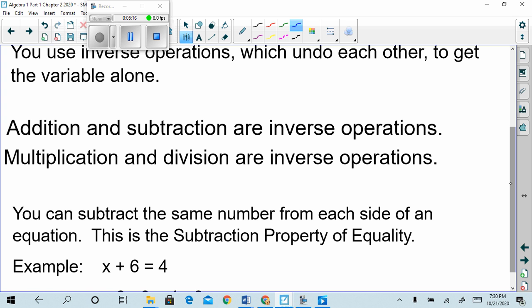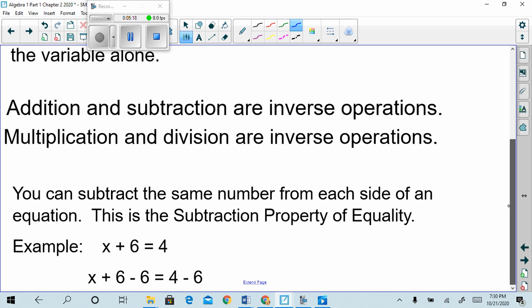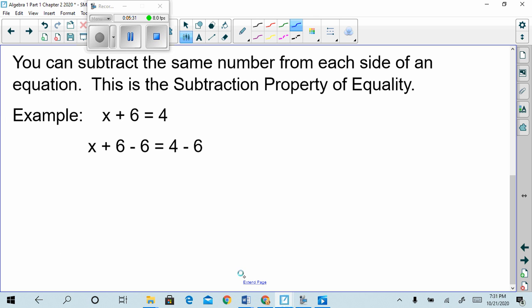So if I start off with x plus 6 equals 4, I'm going to go ahead and subtract 6 on both sides. That is my subtraction property of equality. It's also my inverse operation. So when I take a number and I add or subtract its opposite, it cancels out. I'm isolating x. And then remember that when I'm subtracting, I have to add the opposite. So I get x is equal to -2.